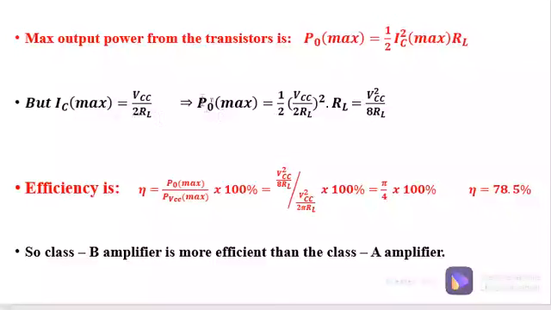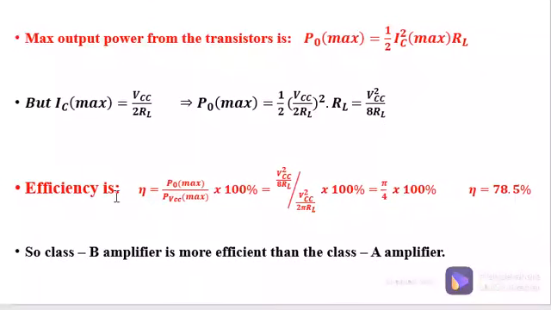So now my maximum output power will be equal to 1 over 2 here. Instead of putting this IC squared, I'll put VCC over 2R, all of them squared, times RL. So if you do that, you get VCC squared all over the square of 2, which is 4, times this 2 will give me 8. Then this RL will cancel one of these. I will be left with 8RL at the denominator.